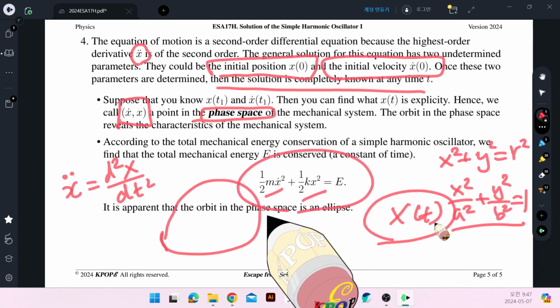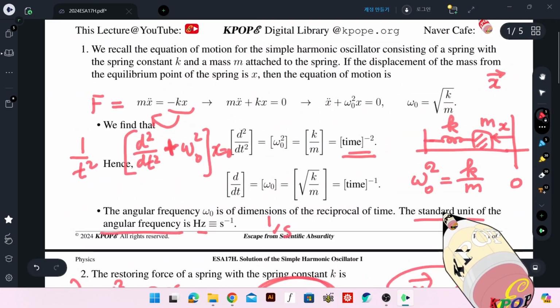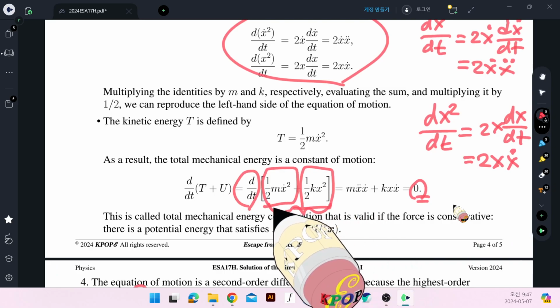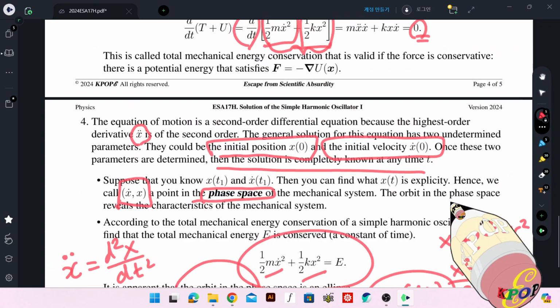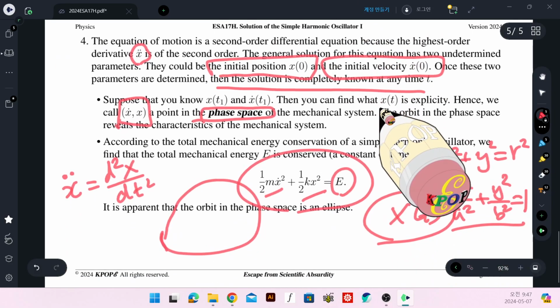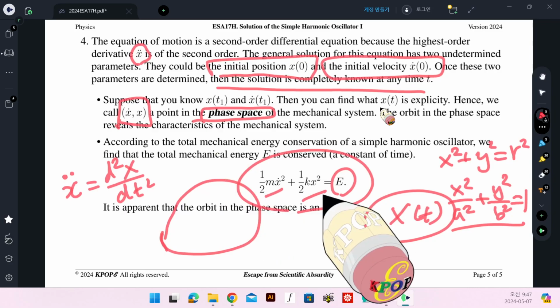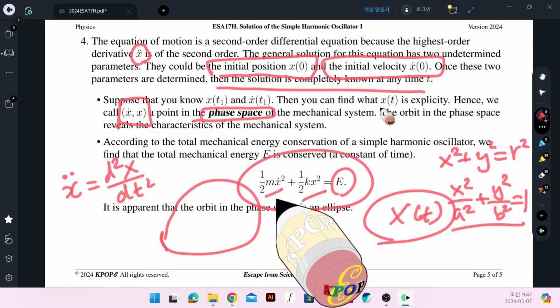And so we find the equation of motion states that the potential energy exists, and the sum of the potential energy and the kinetic energy is conserved. Therefore, this total mechanical energy is a constant, and this equation for the phase space, coordinate and velocity, satisfies the trajectory called an ellipse. That's it for today.